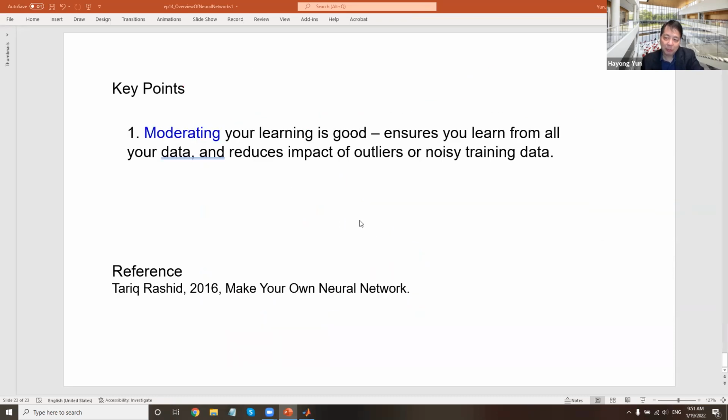Okay. The key point is that moderating your learning is good. It ensures you learn from all your data and reduces the impact of outliers or noisy training data. So this is sort of motivating. First, what do we mean by learning or learning from the data?